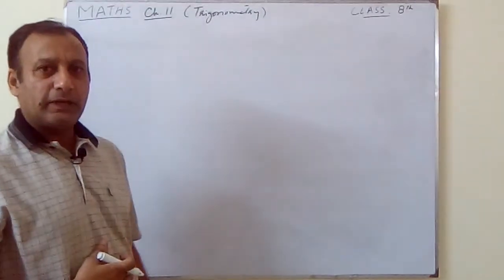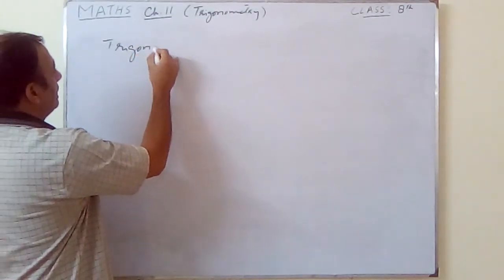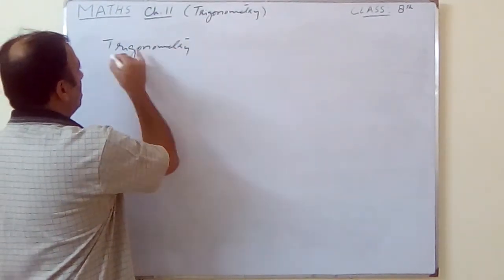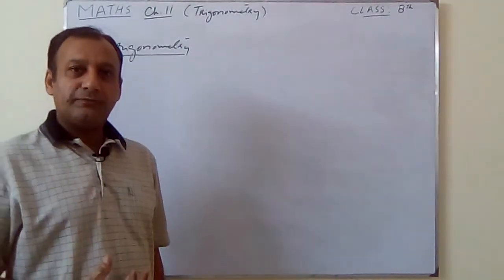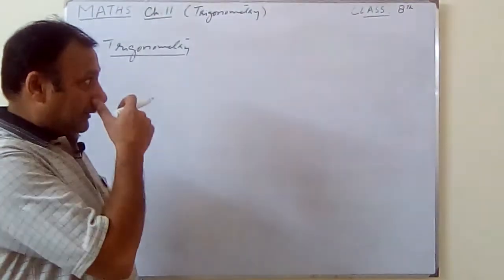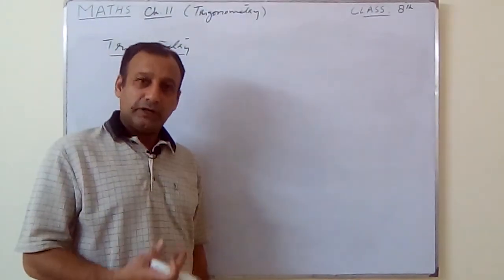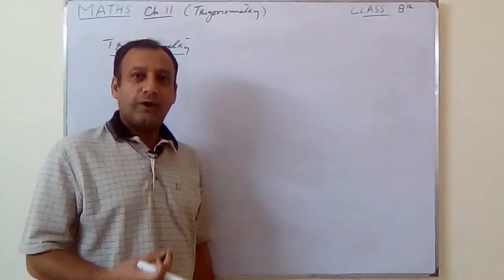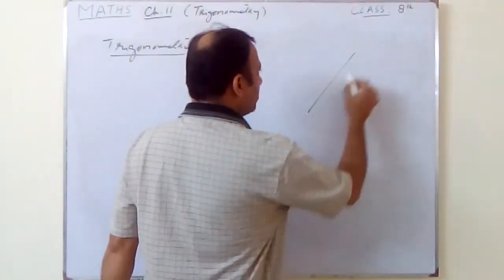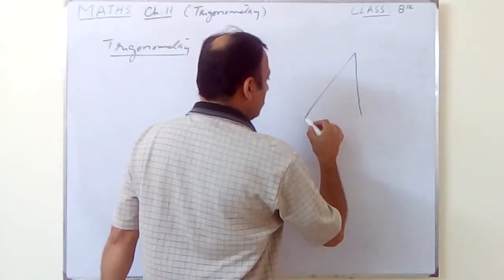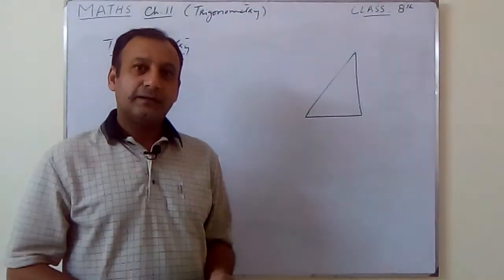What is meant by trigonometry? Trigonometry is a Greek word and it means measurement of triangle. So it helps to solve the triangle. Solving a triangle means to find the three sides and three angles of a triangle, any kind of triangle. But here we will deal with right angled triangle.